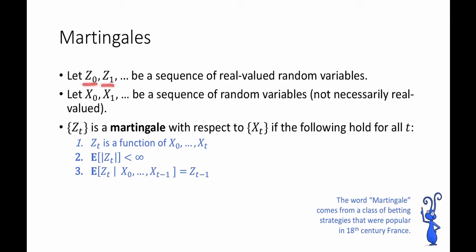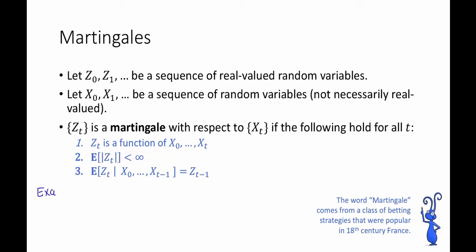Let z0, z1, ... be a sequence of real-valued random variables, and let x0, x1, ... be a sequence of some random variables, not necessarily real-valued. We say that the sequence zt is a martingale with respect to the sequence xt if the following things hold for all t. First, zt should be some function of x0 through xt. Second, the expected value of the absolute value of zt should be finite. And third, the expected value of zt conditioned on x0 up through xt minus 1 should be equal to zt minus 1.